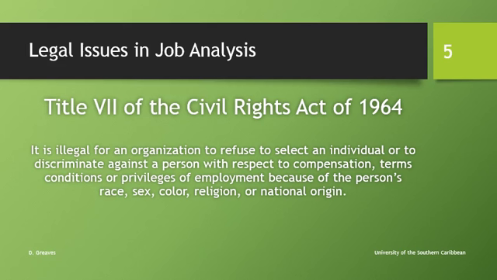Title VII of the Civil Rights Act of 1964 makes it unlawful for an employer to hire or discharge any individual or otherwise to discriminate against any individual with respect to his or her compensation, terms, conditions, or privileges of employment because of an individual's race, color, religion, sex, or national origin. This covers hiring, firing, promotions, and all workplace conduct.